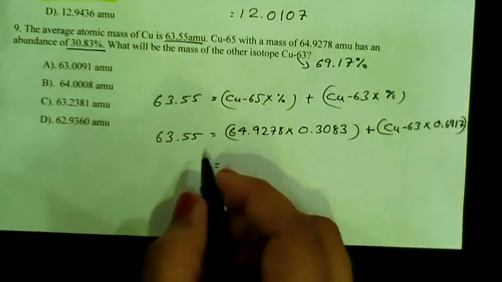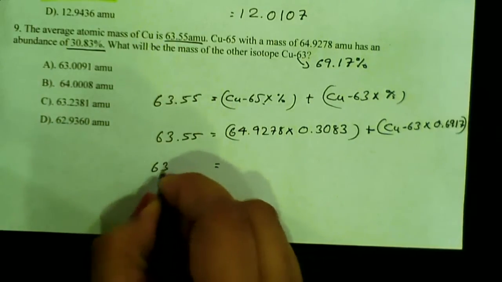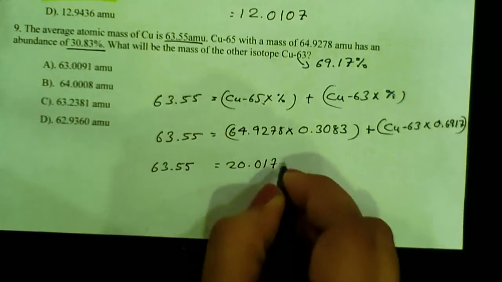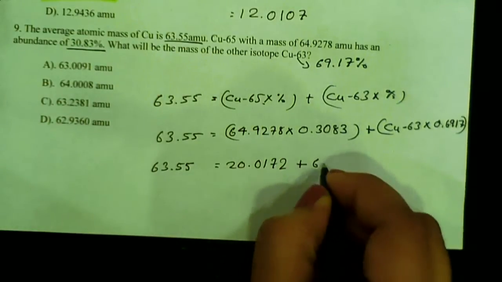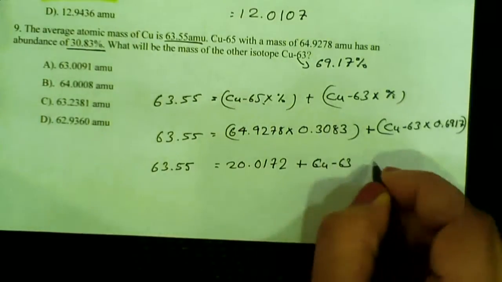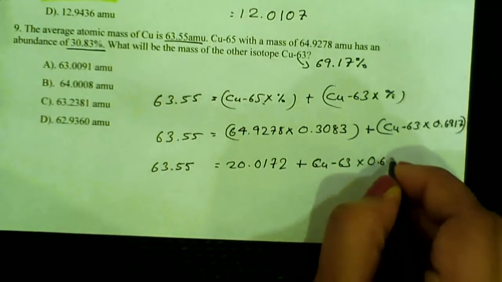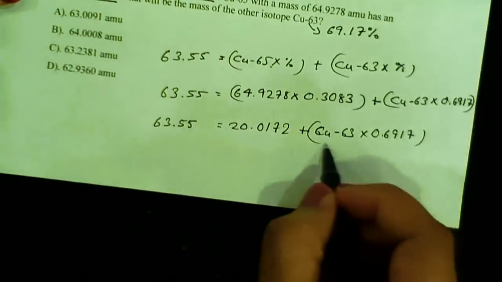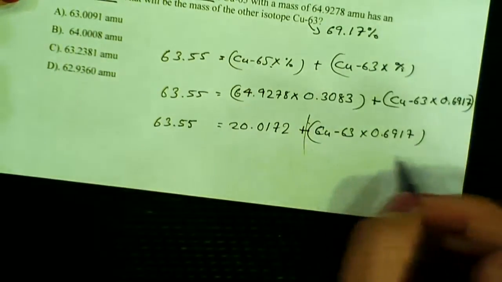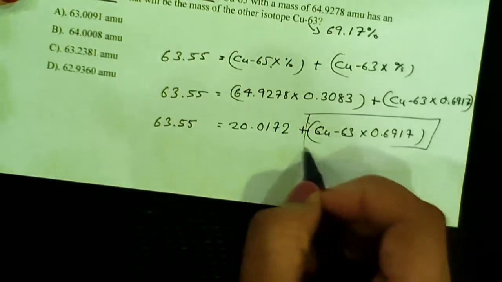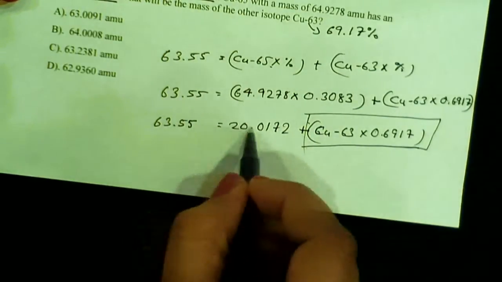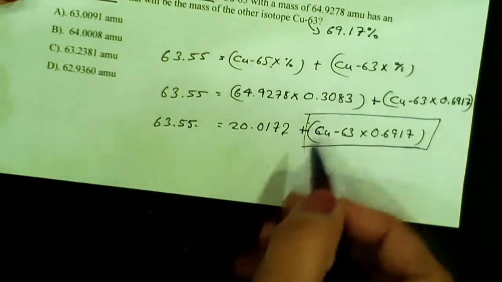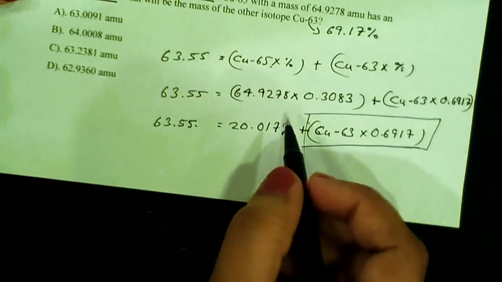So this will be equal to 63.55 minus 20.0172 plus copper 63 times 0.6917. Okay. So the product of atomic mass of copper 63 and its percentage will be the difference between the average mass and the product of the other isotope given, right?